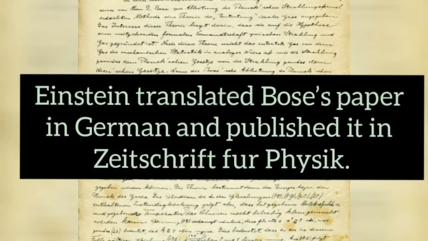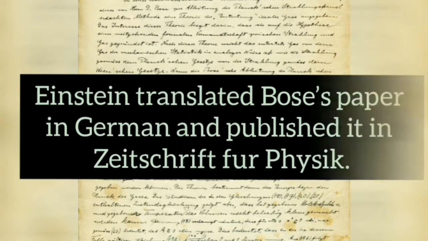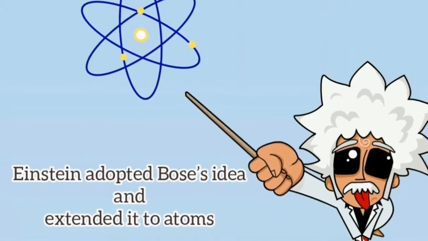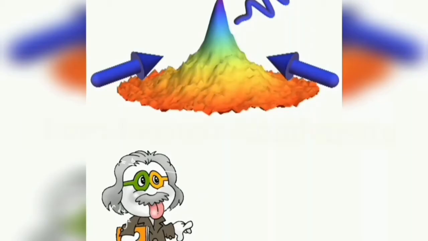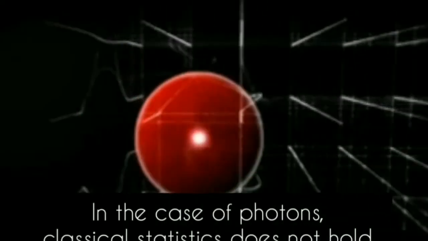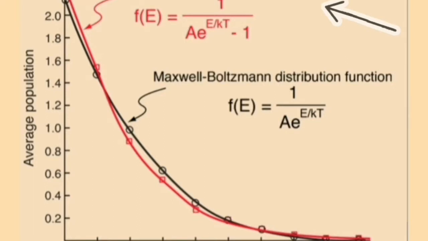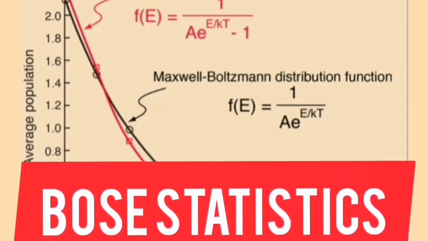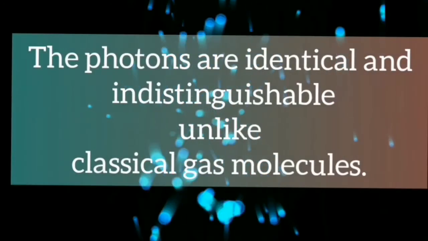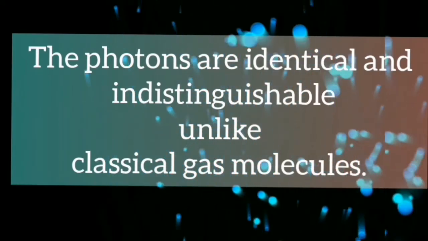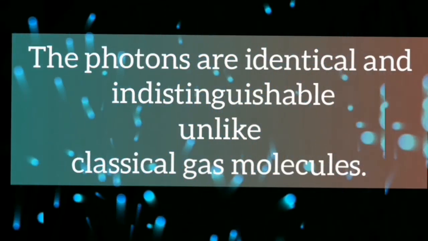Einstein translated Bose's paper into German and published it in Zeitschrift für Physik. Einstein adopted Bose's idea and extended it to atoms, and this led him to predict what we now call the Bose-Einstein condensate. What Bose showed in his paper was that in the case of photons, classical statistics does not hold much relevance. It's a new statistics which is now called Bose statistics.